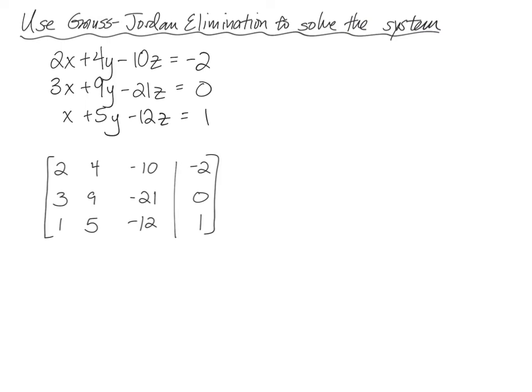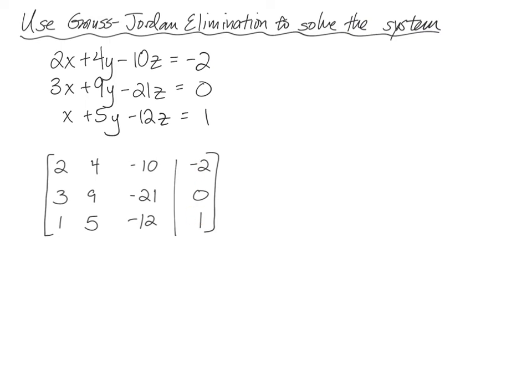We have all of the coefficients, 2, 3, 1 in each column. So the first column would represent the x's, the second column would represent the y's, the third column would represent the z's, and this vertical bar here represents the equal signs, and then the constants are here.